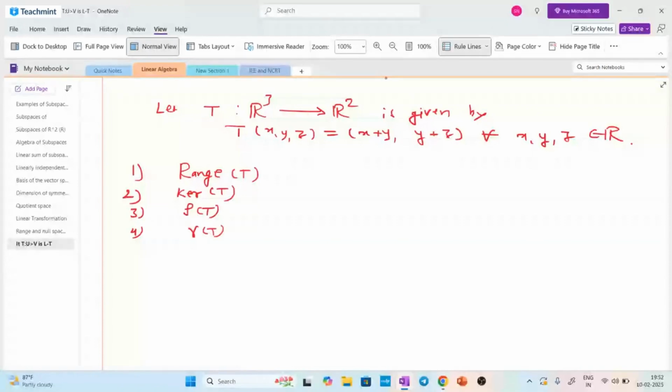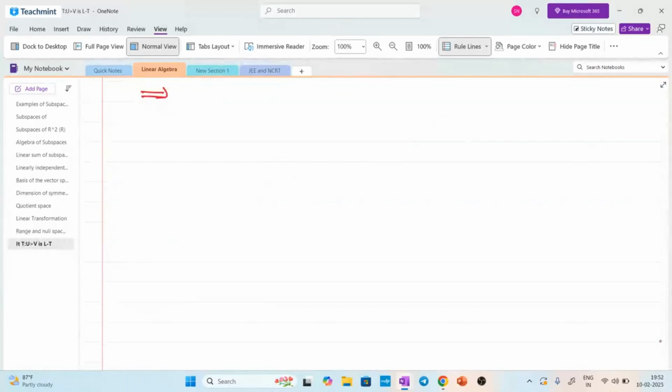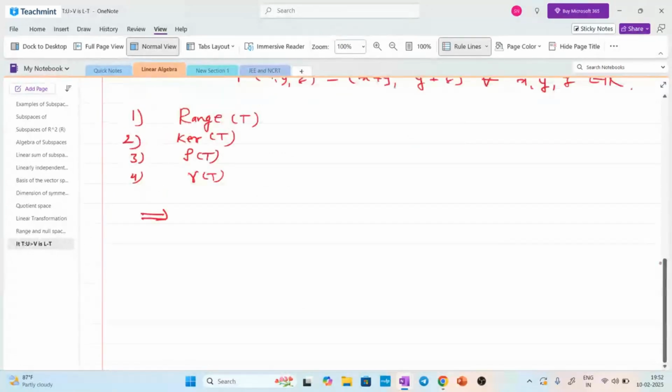Okay, first we discuss here kernel of T. What is the definition of this kernel of T? Those vectors which are mapped to the zero. Kernel of T contains those vectors which are mapped to zero vector. Randomly here we choose one vector, x y z, any vector from the kernel of T.